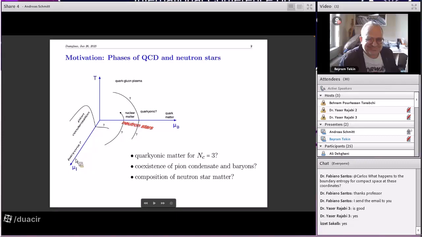In the mu I direction, interestingly, lattice QCD can produce results, because there is not such a so-called sign problem in this direction. So we know that there's pion condensation somewhere here. And you can ask questions: do they coexist with baryons? How does the 3D structure of this whole phase diagram look like? And so on. So these are the theoretical questions that we hope we can contribute to with holography.